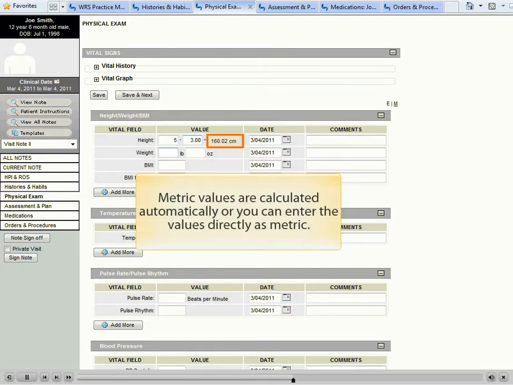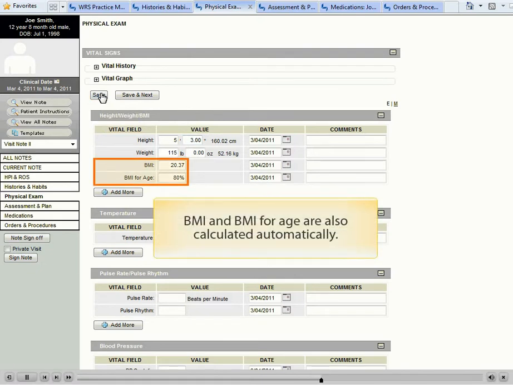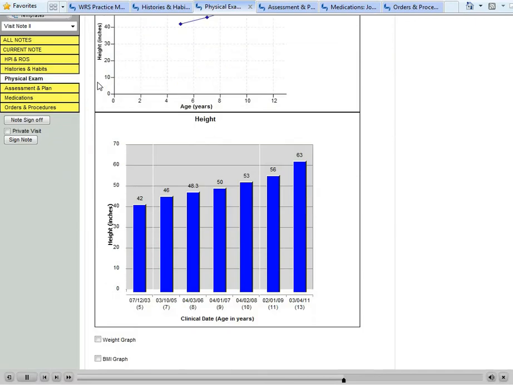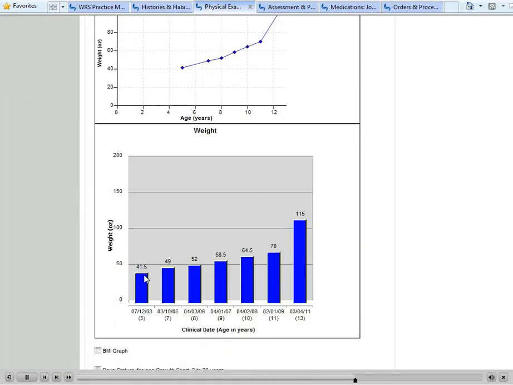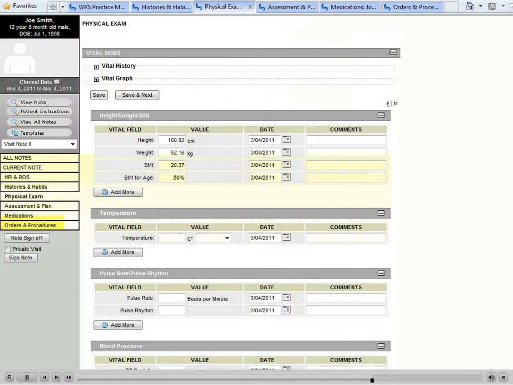Metric values are calculated automatically, or you can enter the values directly as metric. BMI and BMI for age are also calculated automatically. Now if we look at the vitals graph, they display the values we just entered. The vitals values can also be entered or modified in metric system values.